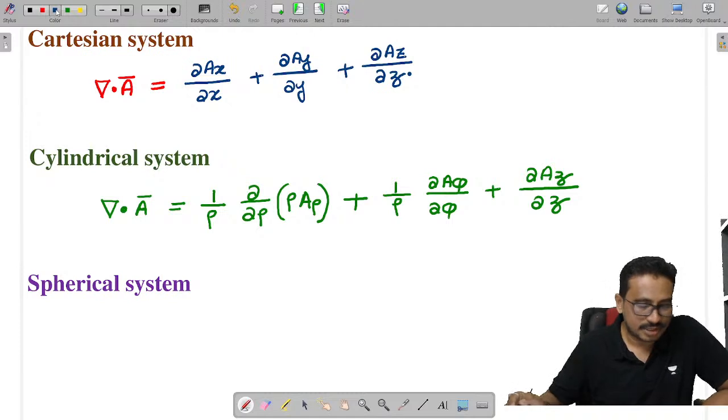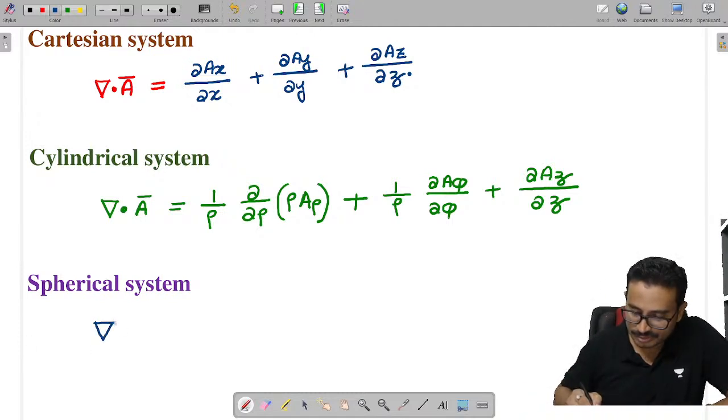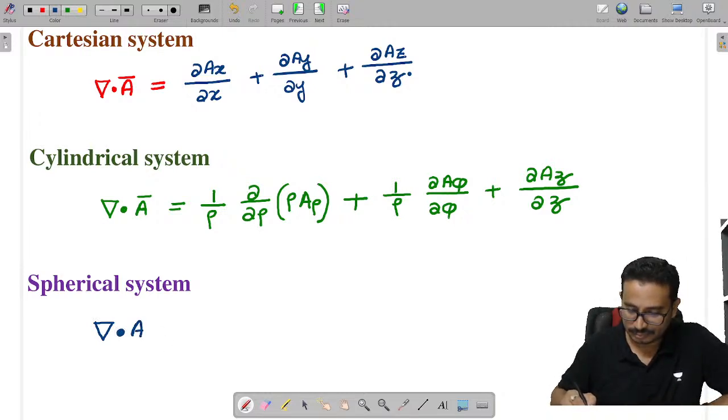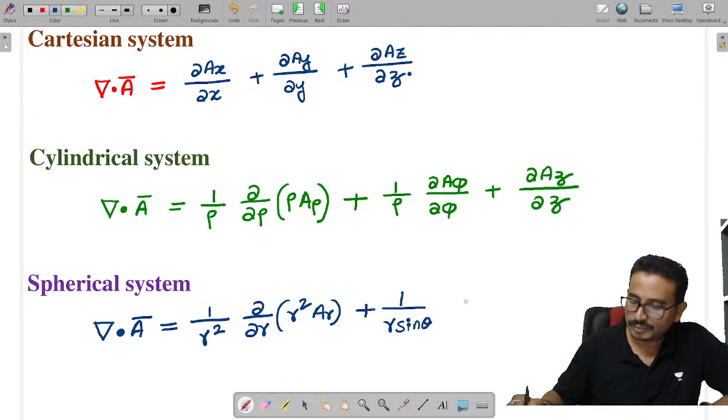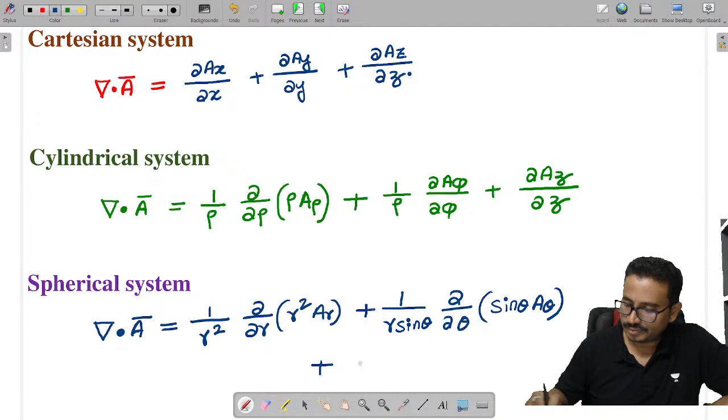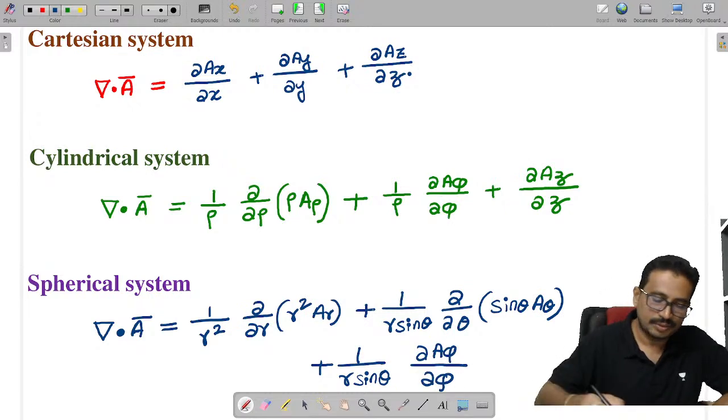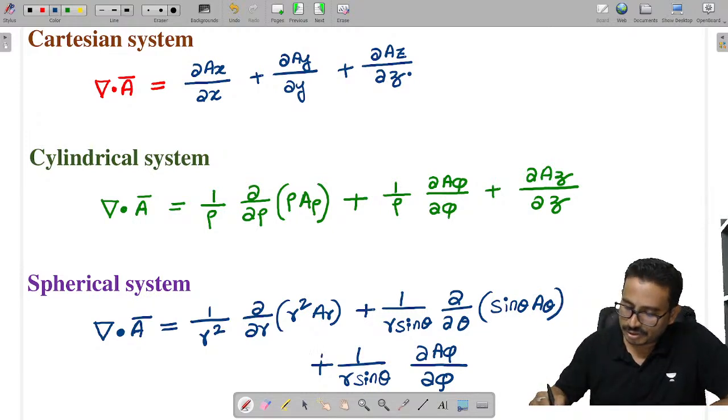Coming to the spherical system, divergence in the spherical system is given as 1 by r square into dou by dou r of r square into Ar, plus 1 by r sin theta into dou by dou theta of sin theta into A theta, plus 1 by r sin theta into dou A phi by dou phi. This is the divergence in the spherical system.